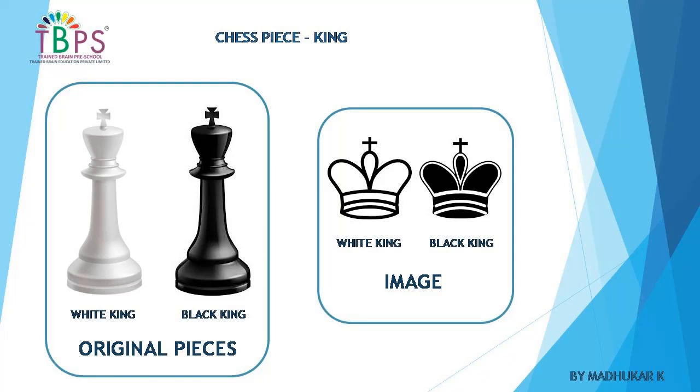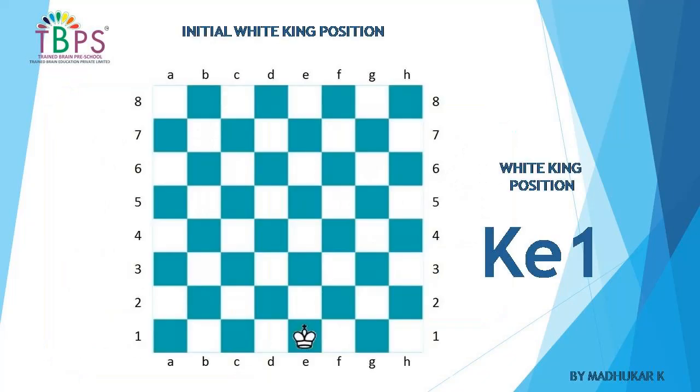Now we will see how the king is placed on the chessboard initially. The white king has to be placed on the E1 square, that is a dark square. The black king has to be placed on a white square, that is the E8 square.